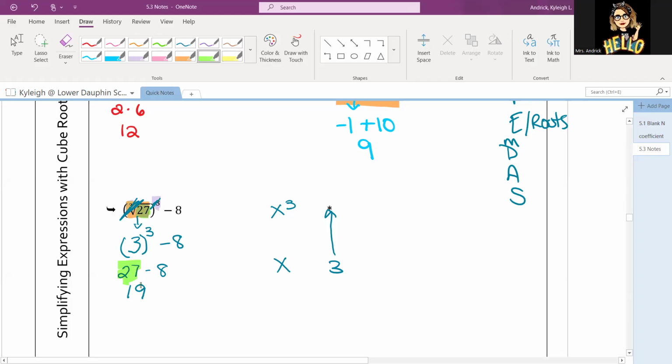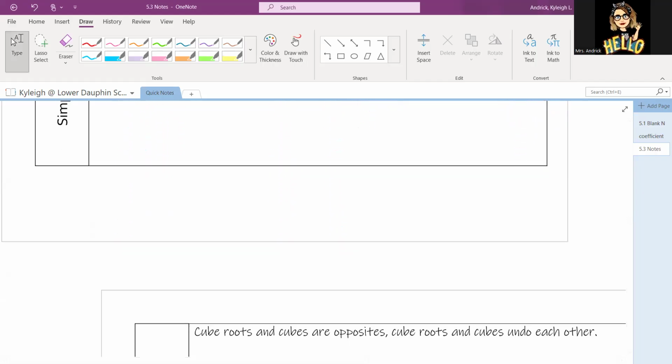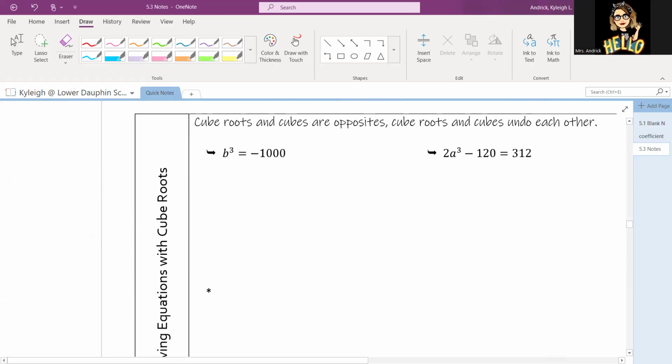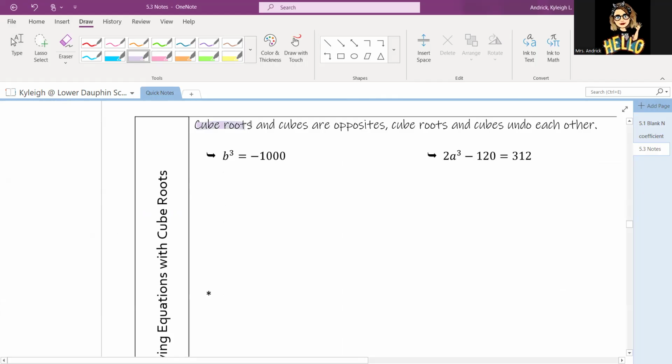So the opposite of cube rooting something is to cube it. The opposite of a cube root is to cube it. So that's going to bring us down to solving an equation. Again, cube roots and cubes are opposites. They undo each other, which is the whole point when you're solving an equation. So let's solve this equation.